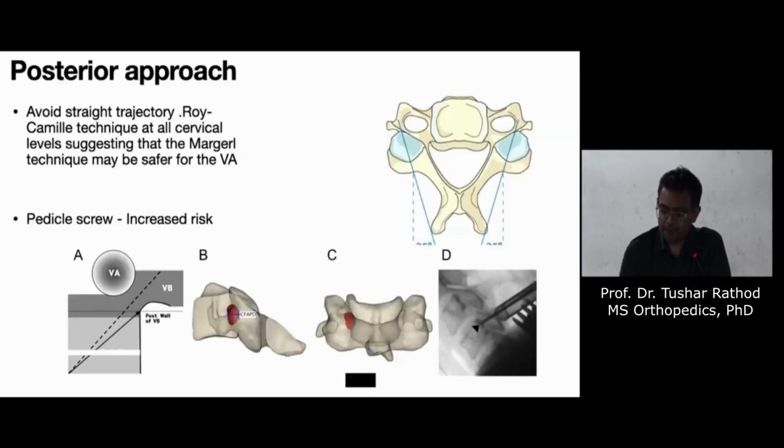For a V2 segment, for posterior instrumentation we commonly use a lateral mass, and we all know we want to direct the lateral mass screw outward.